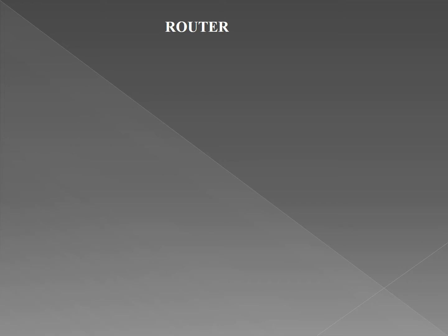Now, what is a router? A router is a device which is used to connect two similar or dissimilar LANs. Why am I saying similar or dissimilar LANs? Because there are many LANs and each LAN follows a different rule, which we call a protocol. So it is a device which connects two or more different LANs.